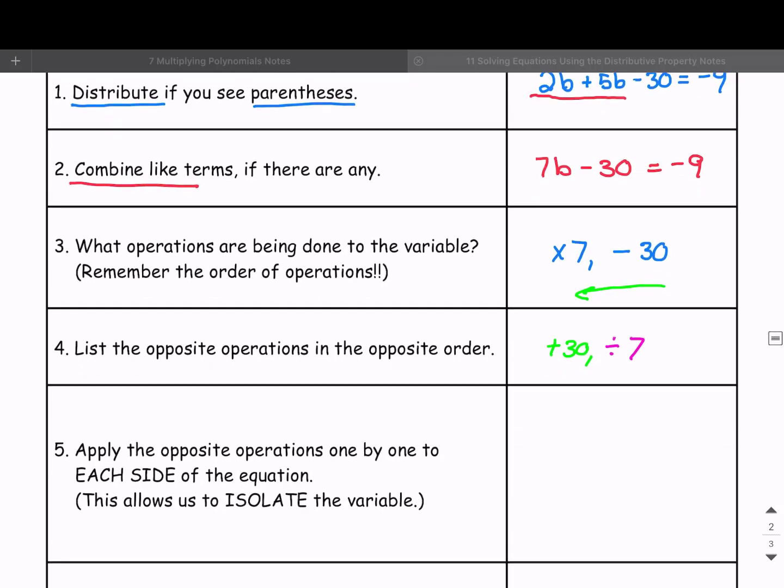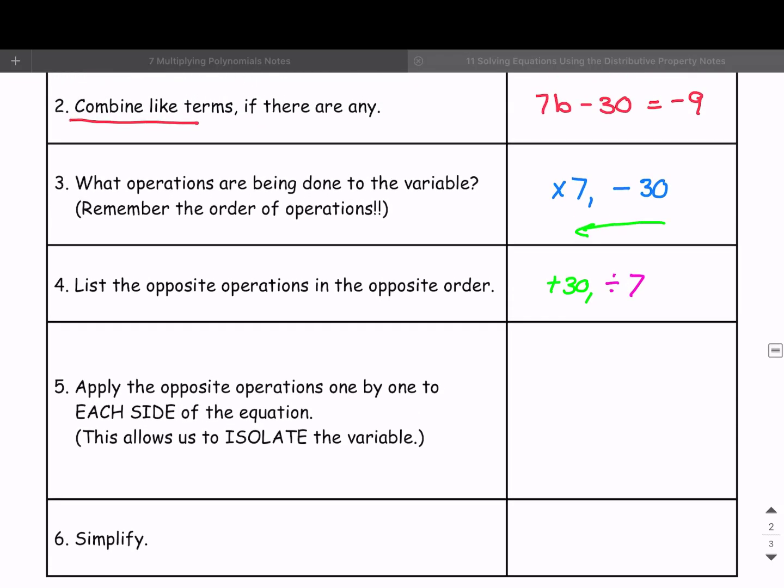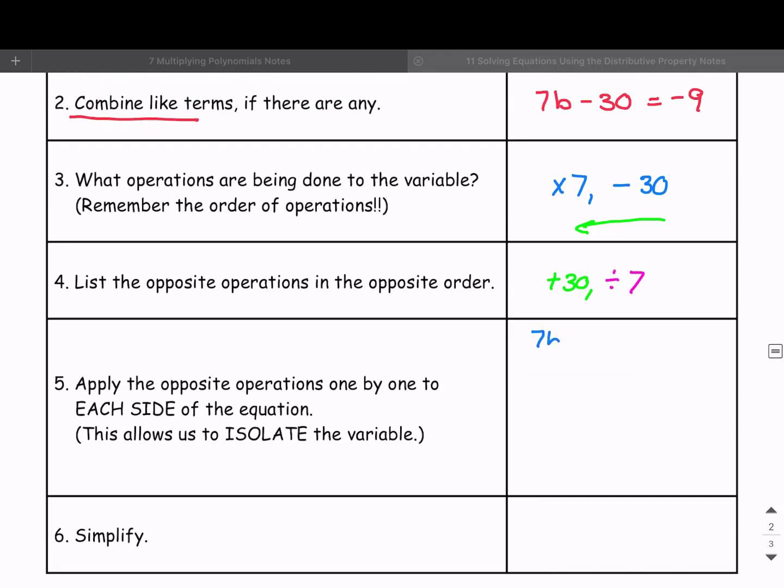So I'm going to bring my equation back down here. Whoops, where'd it go? 7b minus 30 equals negative 9. This way we have it to work with. And if we do the opposite operations in the opposite order, we add 30 to both sides. And here they're going to add to 0. We'll be left with 7b on the left-hand side, and the negative 30 and the 30 added to 0. But negative 9 plus 30 is positive 21.